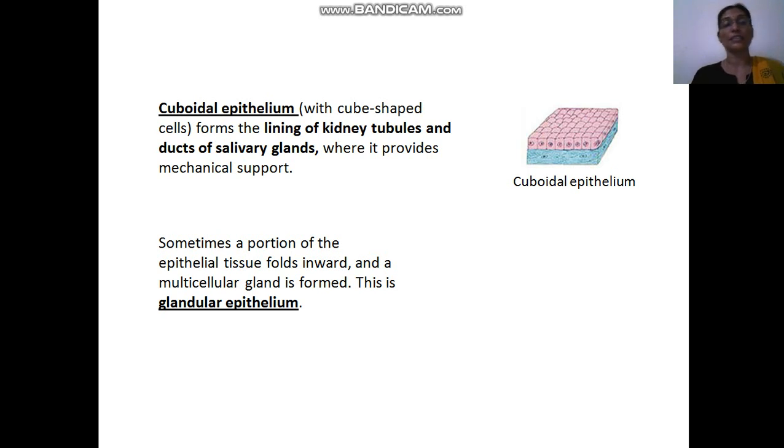Sometimes a portion of the epithelial tissue folds inwards and a multicellular gland is formed. This is glandular epithelium. For example, in our skin there are sweat glands. In the sweat glands there is glandular epithelium. Okay, so this is all about epithelial tissues.